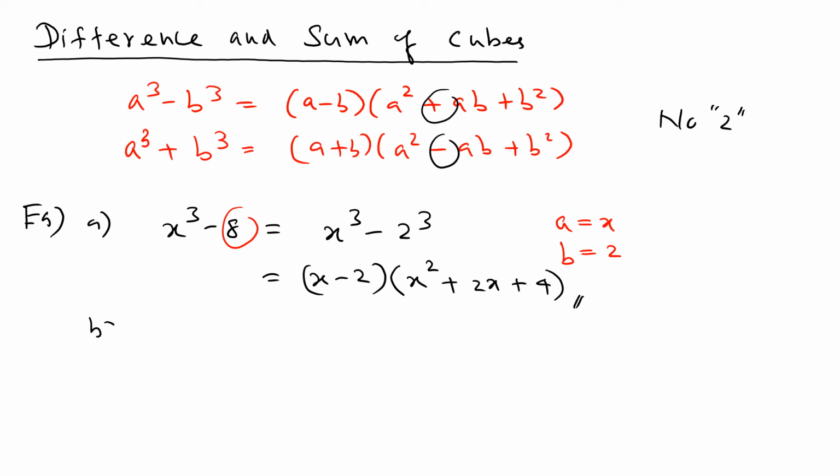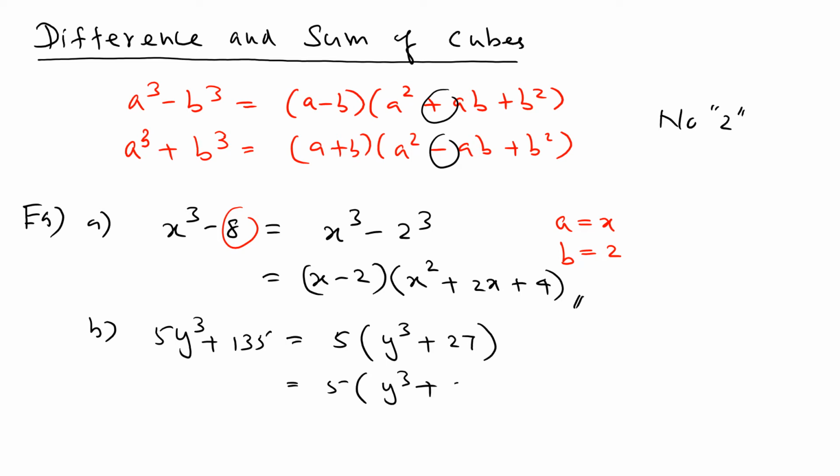As the next example, we can look at this one. We have 5y cubed plus 135. You can see that these are not perfect squares, so we can pull 5 out. If you pull 5 out, you can see y cubed plus 27 here. But what we notice is 27 is 3 cubed. Because of that, now we can use the cube formula for that one.